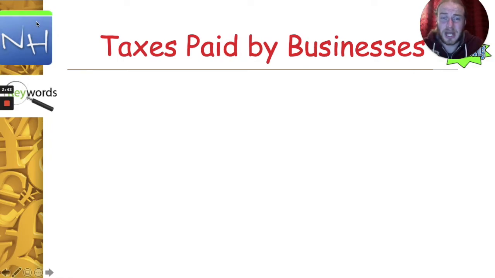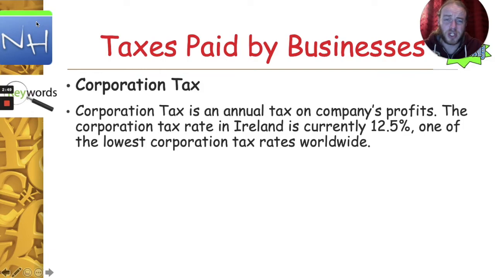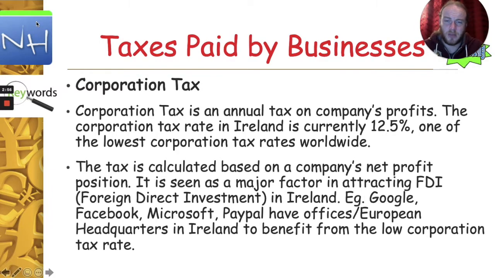So, now that we've looked at the tax forms, we're now going to look at the taxes paid by businesses. Okay? So you have corporation tax, which is an annual tax on company profits. You're probably familiar with this. It's 12.5% in Ireland, which is one of the lowest in the world. And it's a reason why so many multinational firms set up here in Ireland, because of Ireland's incredibly low corporation tax rate. That's why the likes of Google, Microsoft and PayPal all have their headquarters here in Ireland and benefit from that.